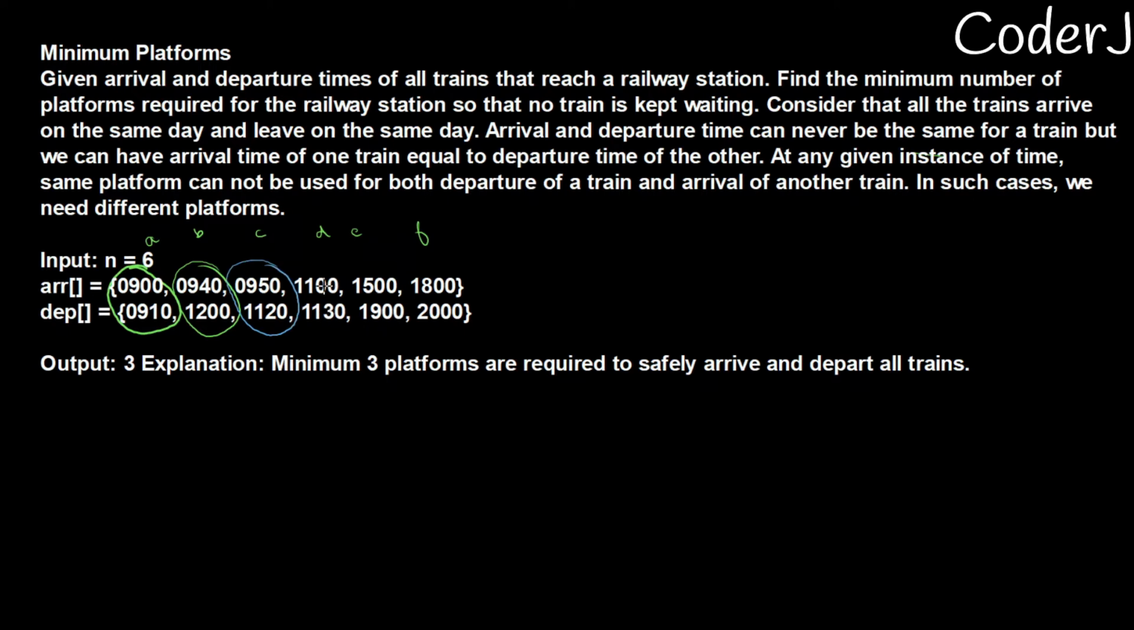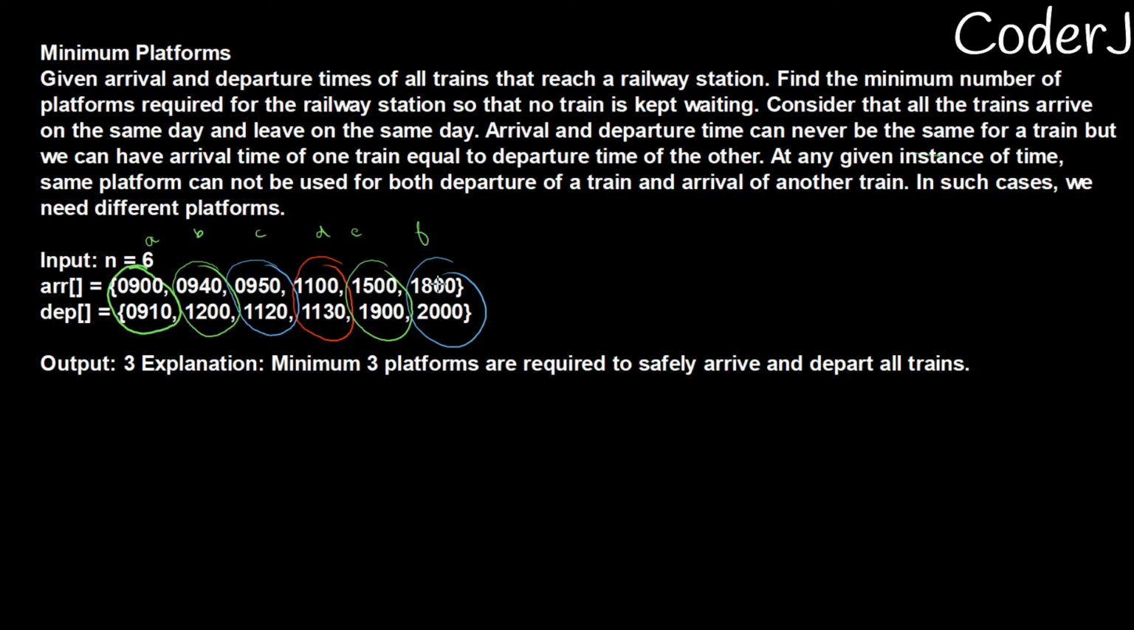Then another train arrives at 1100, but both my platforms P1 and P2 are busy. P1 will get freed at 1200 and P2 will get freed at 1120, but this train is arriving at 1100, so I need a new platform. So basically this will become my P3. Now the next train arrives at 1500, and by this time all my 3 platforms, P1, P2 and P3, are free. So I'll accommodate this one at P1, and the next train arrives at 1800. My P1 is busy, so I'll accommodate this one at P2. So at the end of the day, only my 2 platforms are occupied, P1 and P2.